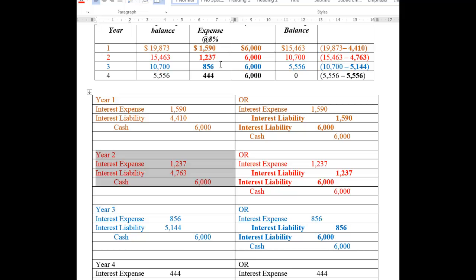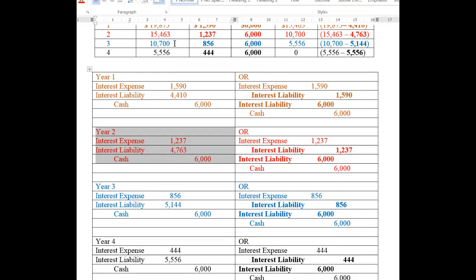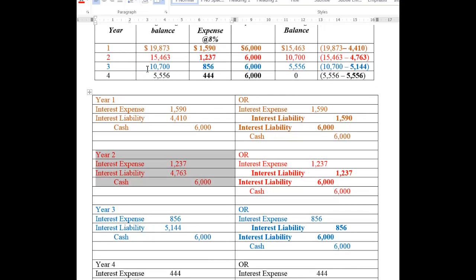So in our third year, we are going to calculate our interest expense as the value to open the period of the liability, $10,700 times 8%. And compare that to the amount by which our liability is going down. And that means our liability is going down at net by $51.44, the difference between $6,000 and $856. That's the amount by which our liability goes down.